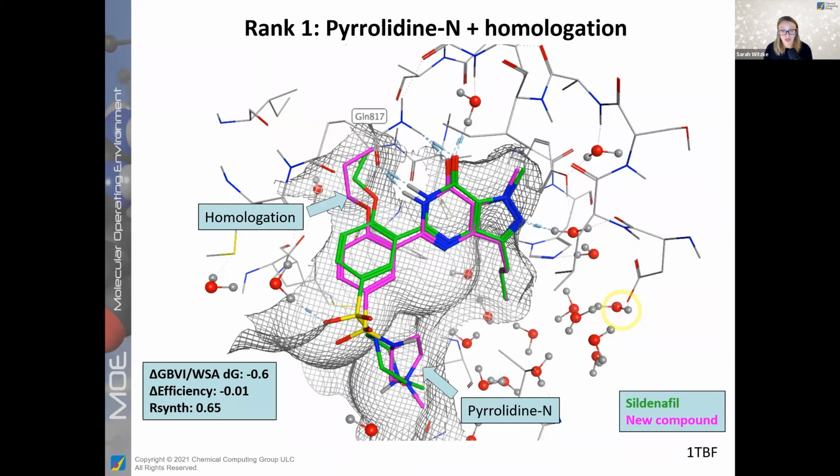So here is the best ranking one after our filtering and scoring. Again, sildenafil in green, the new compound in purple. It had the homologation that increased the ether group up at the top of the phenyl ring, and you can see how it fits much nicer in the pocket up there now. And down where we had the pyrazine ring, we now have a pyrrolidine ring that also fills the pocket nicely. And again, we have a slight increase in affinity as compared to sildenafil, and we still have a very similar RSynth score.